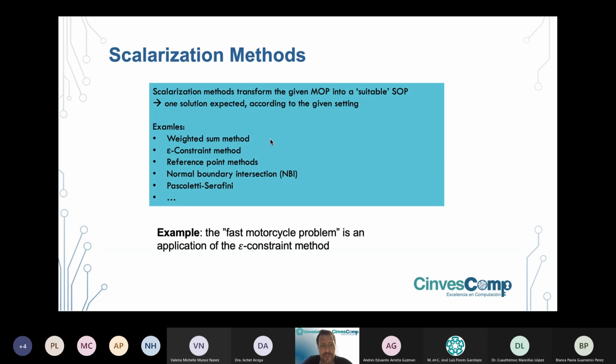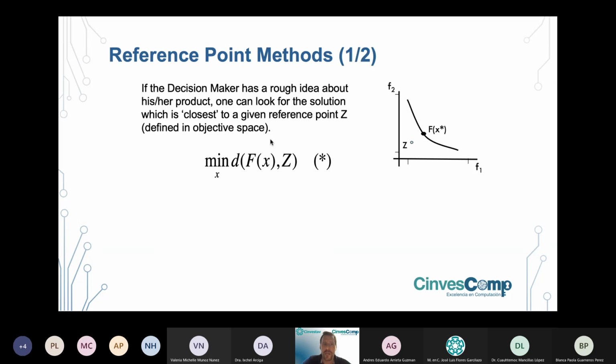And that was the epsilon constraint method. Another one is the weighted sum method. That is a very widely used technique, and it's as follows.